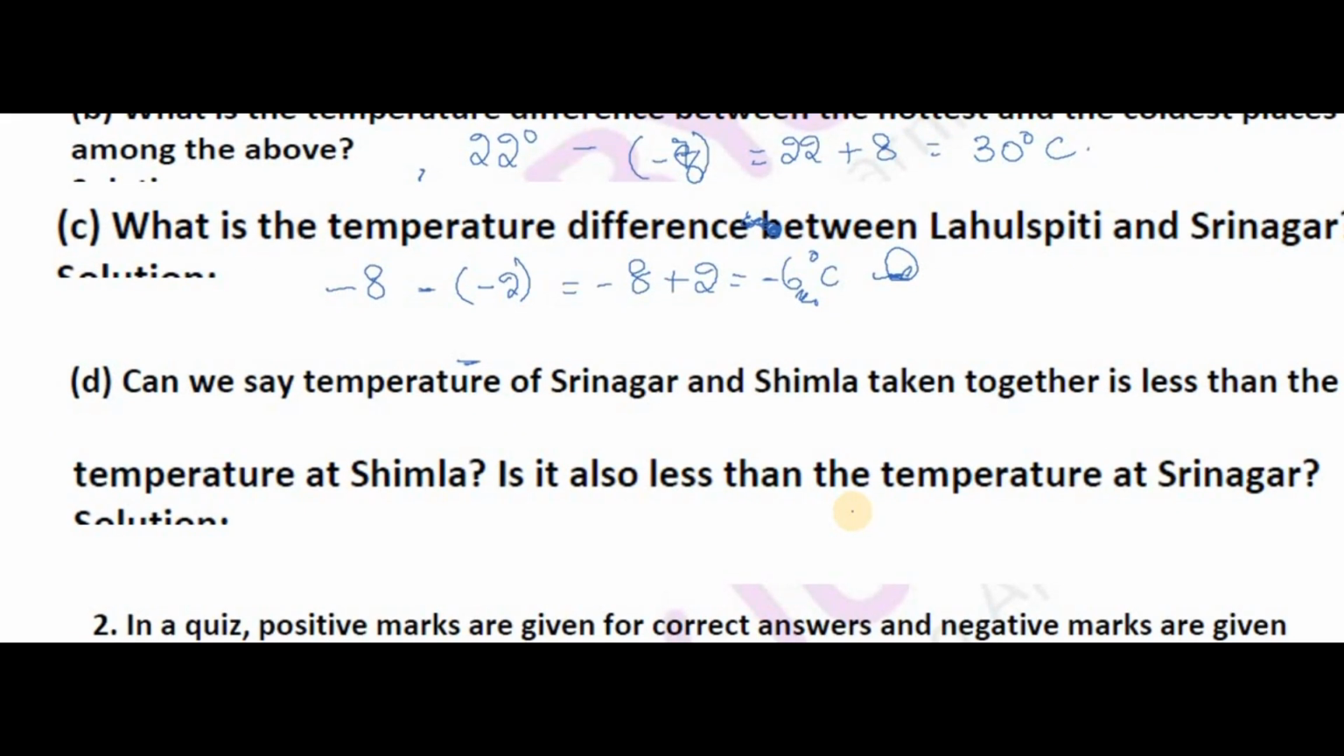Can we say the temperature of Srinagar and Shimla taken together is less than the temperature at Shimla? Is it also less than the temperature at Srinagar? Okay, what he is asking, temperature of Shimla and Srinagar taken together is less than the temperature at Shimla. Is it also less than the temperature at Srinagar? Okay, so first of all we'd like to know how much is the temperature at Shimla and Srinagar. One second, just give me a minute students.